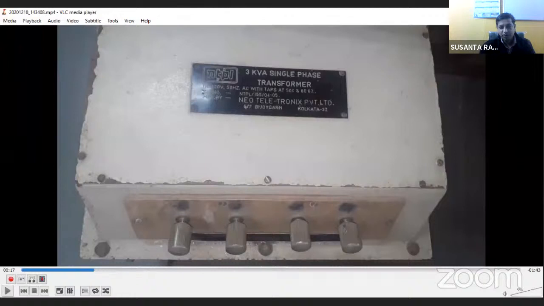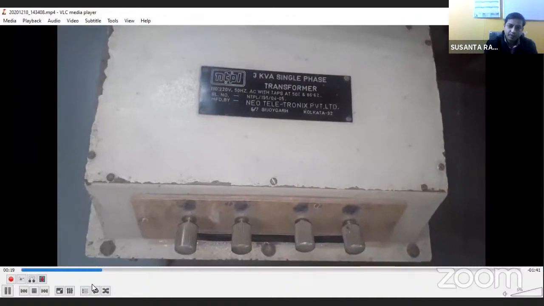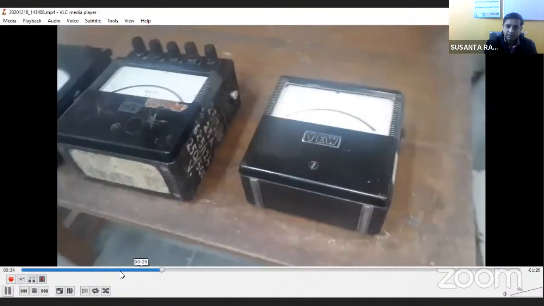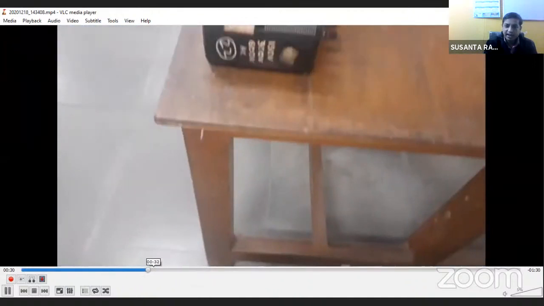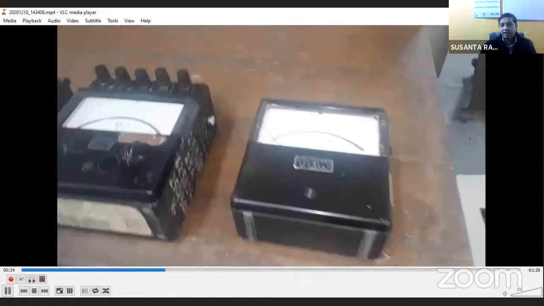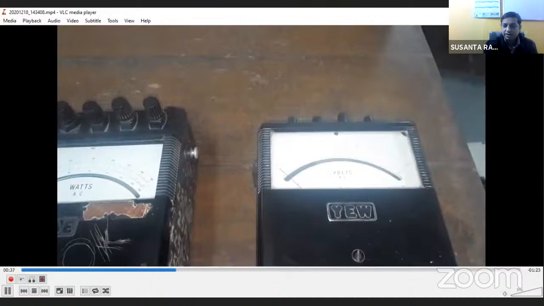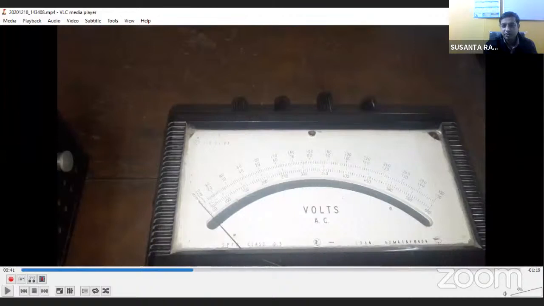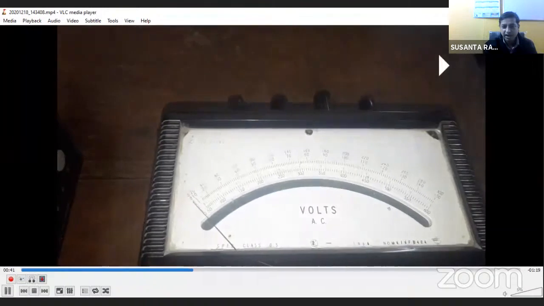So this side is the low voltage side for this particular transformer, and the other side is the high voltage side. I already told you about the meters. This is the voltmeter which will be connected at the high voltage side, because I think you have seen that at the high voltage side also one voltmeter is connected. So this voltmeter will be used for the high voltage side.